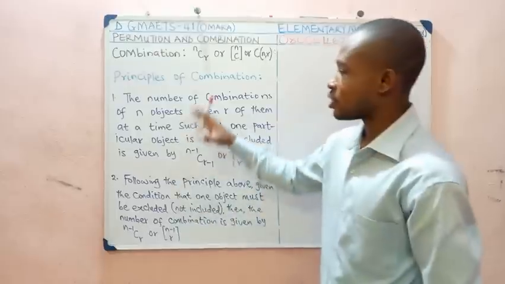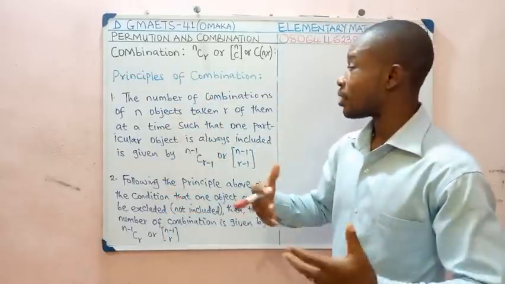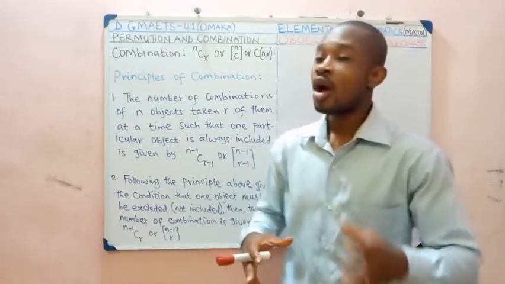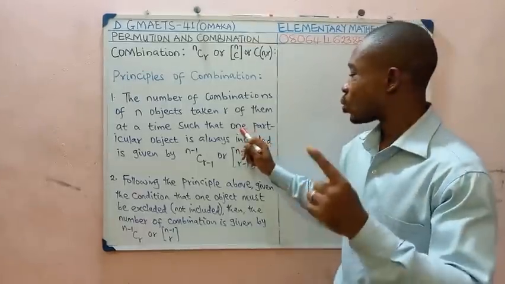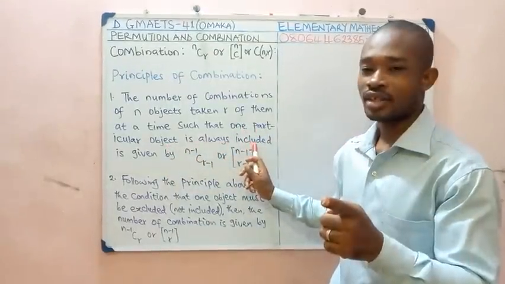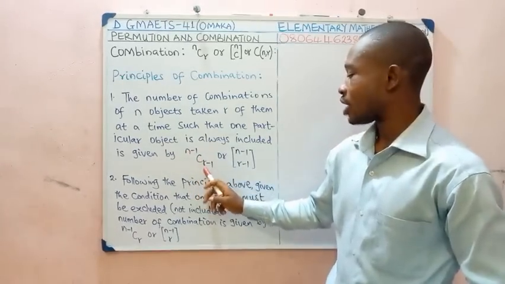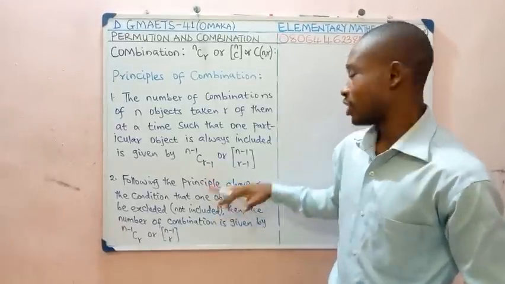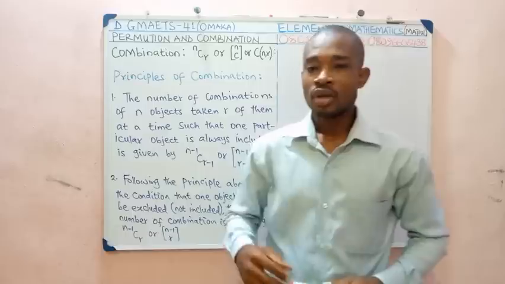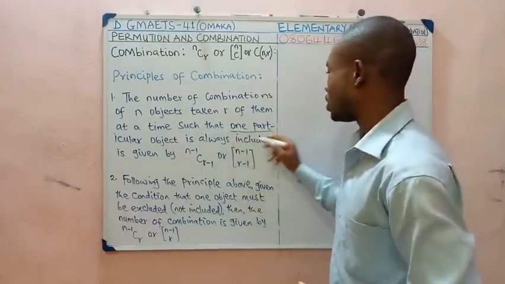That's why we have these principles on the board. Just two of them we want to consider. The first one, we have the number of combinations of n objects, taking r of them at a time, subject to the condition that one particular object is always included. Such combination is given as n minus 1 combination r minus 1. Then you can still use this notation for it. Is that okay? That's the bracket notation. Take note. The condition is one particular object is always included.